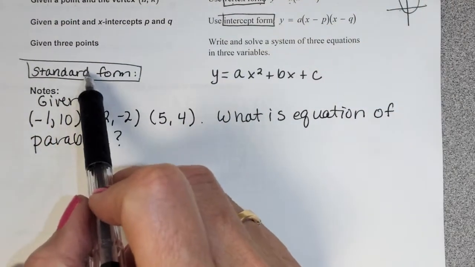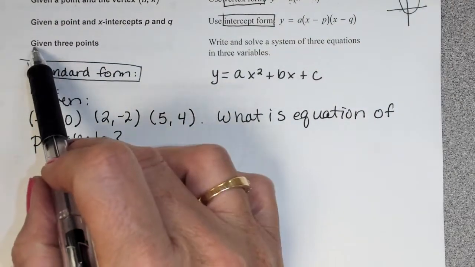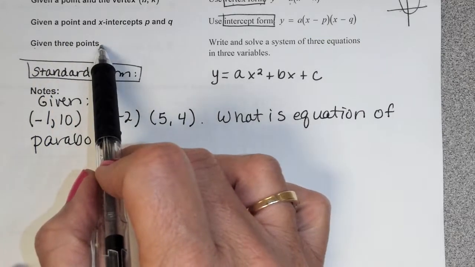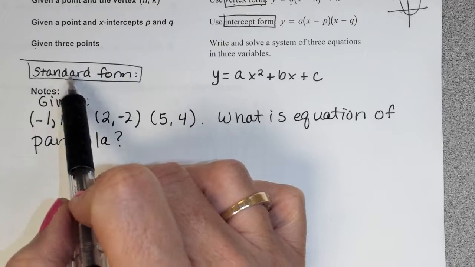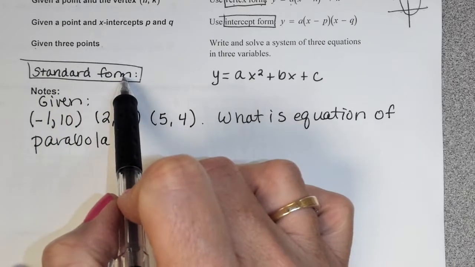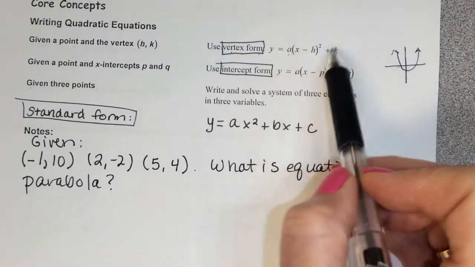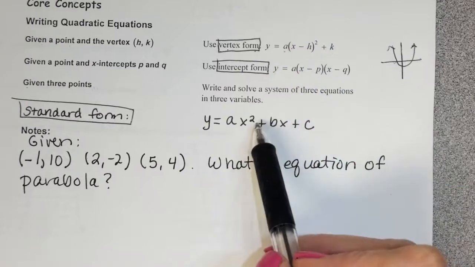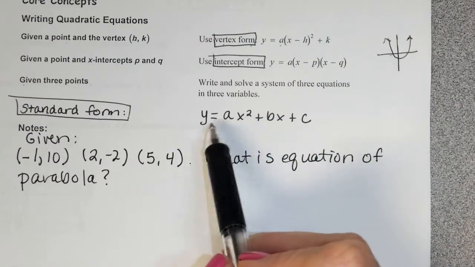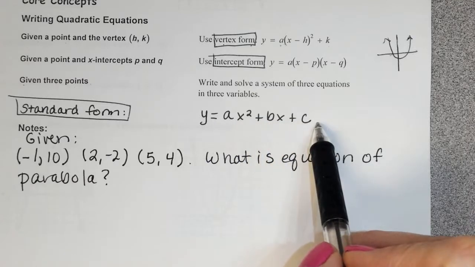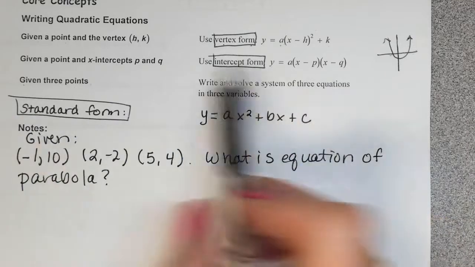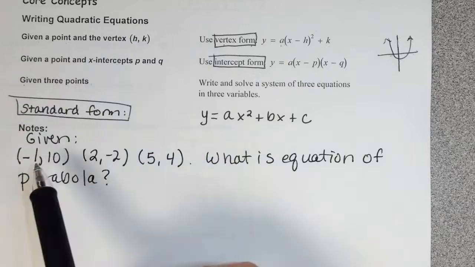The third way is standard form. And this is if we're given 3 points, but they're not special points, they're just any 3 points. Then we may want to use the standard form. If all this gets multiplied out and simplified, here's what we would end up with. Y equals ax squared plus bx plus c. That's called standard form of a quadratic.